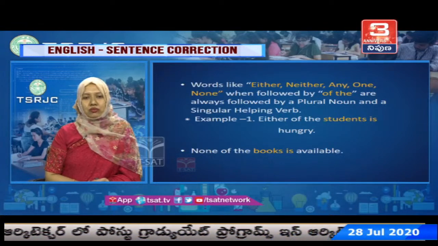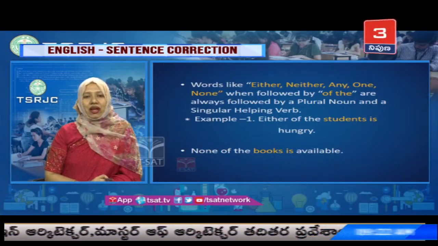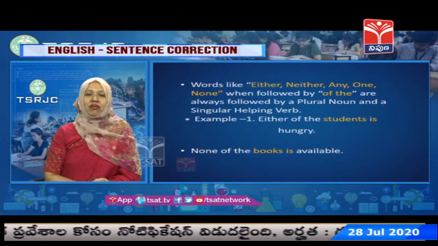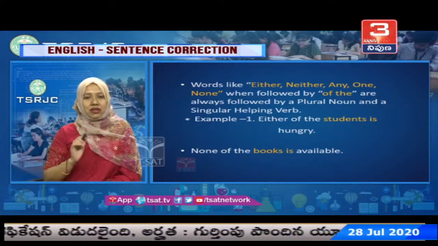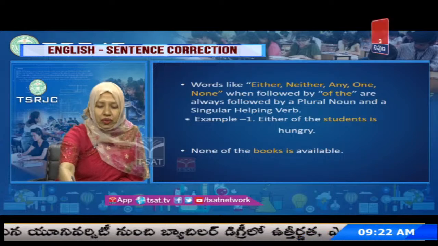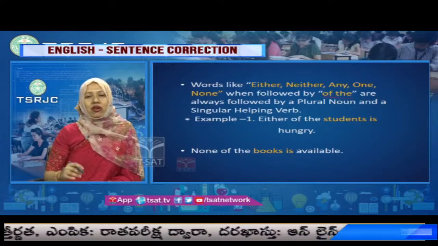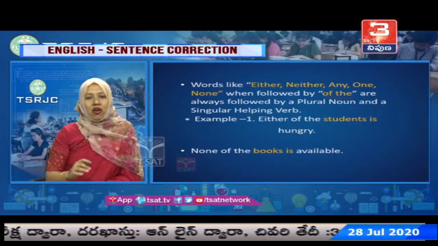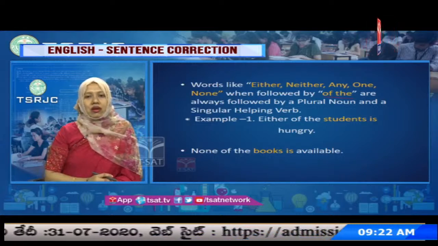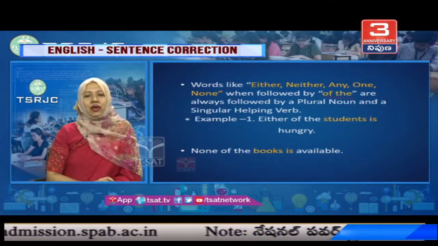Now, words like either, neither, any one, none, when followed by of the, are always followed by a plural noun. Remember, either, neither, any one, none, these are all used in the subject place. When they are used at the beginning of the sentence, they should be followed by of the: either of the girls, neither of the boys, any one of the students, none of the students. It should be followed by a plural noun and a singular helping verb.